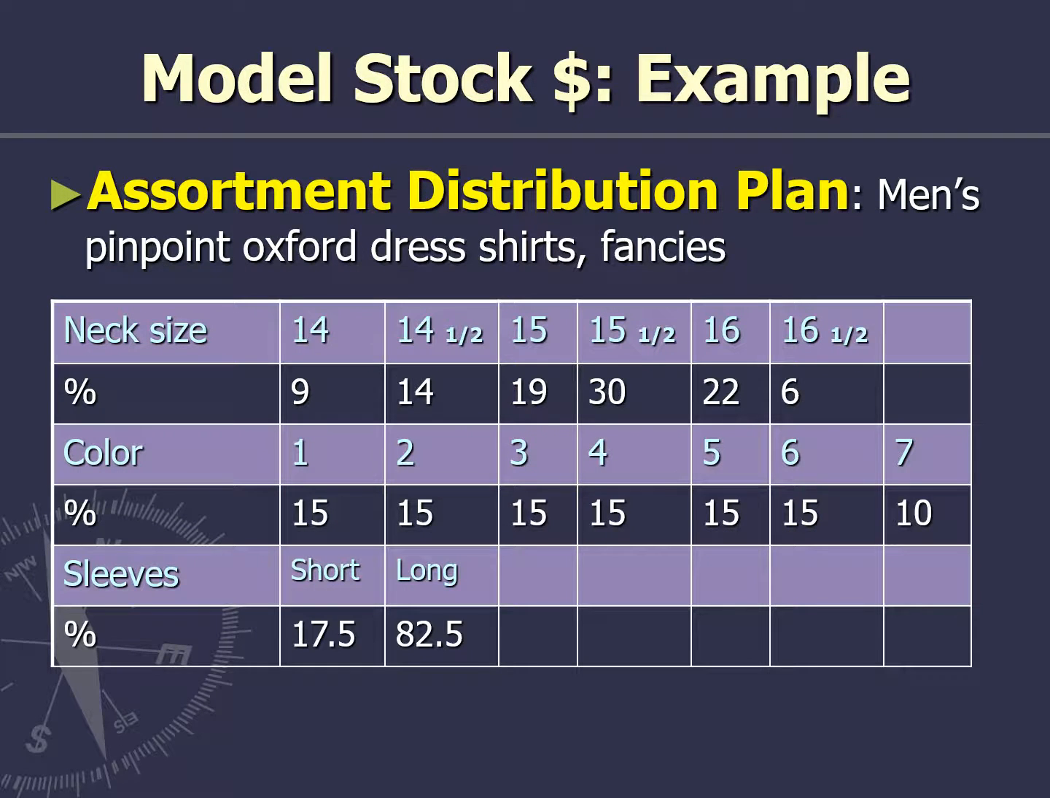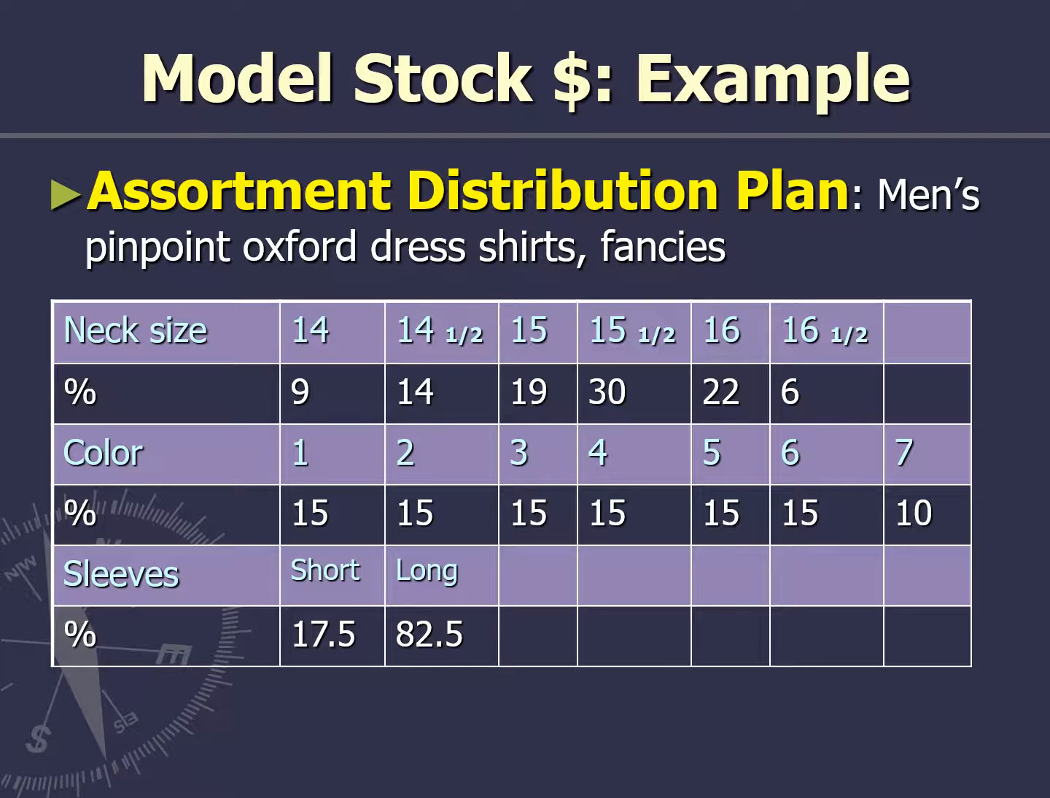All right, let's work on another example. Let's say we have an assortment distribution plan for men's dress shirts as shown in this chart. We're using 3 assortment factors: the neck size, collar, and the sleeve length. There are 6 different neck sizes we're working on, 7 different collars, and 2 sleeve lengths, short versus long. The percentage distributions that we have come up with are given right below each assortment factor.